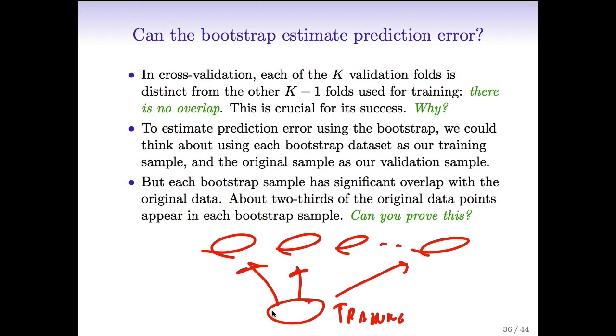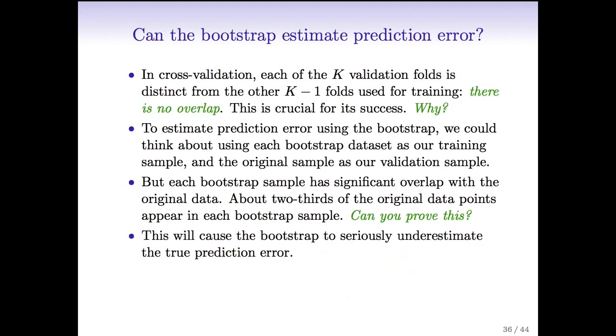So this is a big problem, because the prediction error from this process will be biased downward. It'll be a lot lower than the actual prediction error, because 2/3 of the points I'm predicting I've already seen in the bootstrap data set. So this is not a good way of estimating prediction error. They say that it underestimates the true prediction error quite dramatically.